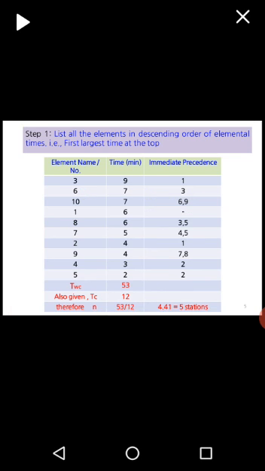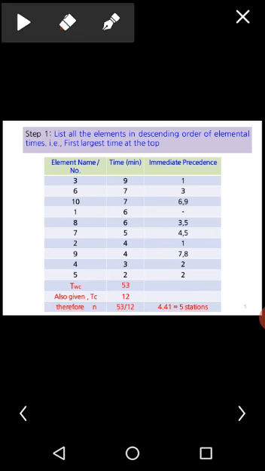Finally we calculated 53 minutes, which is given in the problem, and it is also given in the problem that the cycle time TC is 12 minutes, and n is the number of stations. So 53 divided by 12 is 4.41, which is equal to 5 stations. So n is equal to 5 here, 5 stations. So we completed step 1.